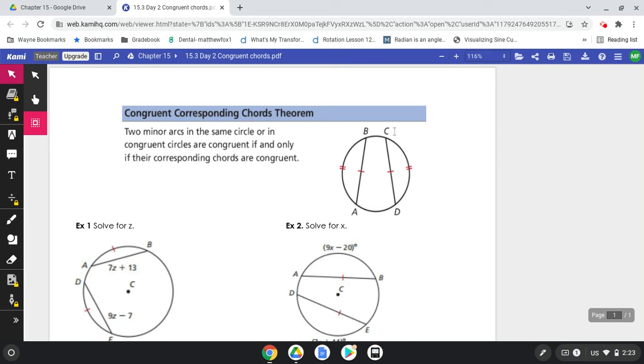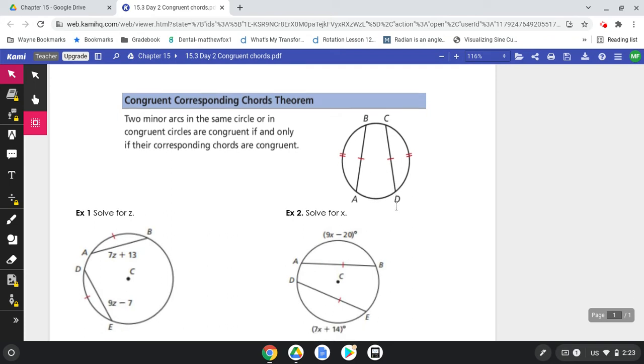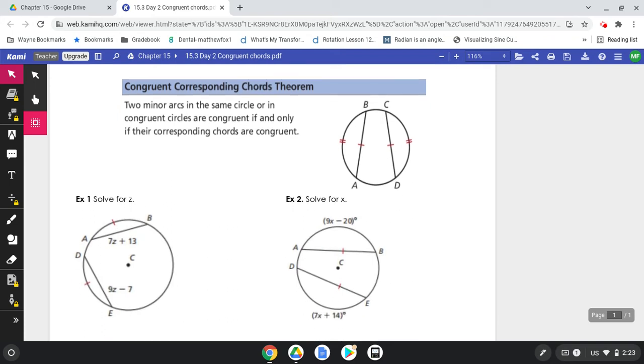So if we look here, BA and CD, those are the chords. If those chords are congruent, then we know arc BA and arc CD are also congruent. Vice versa, if arc CD and arc BA are congruent, then chord BA and chord CD would be congruent. So pause it, write that down.